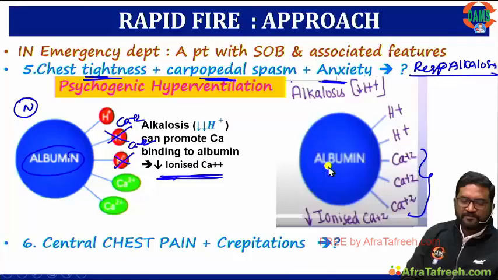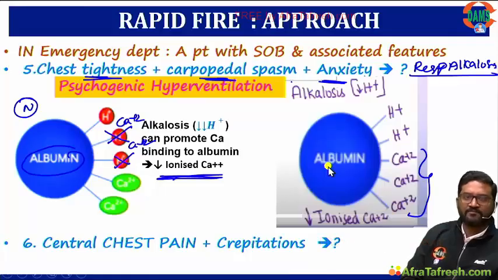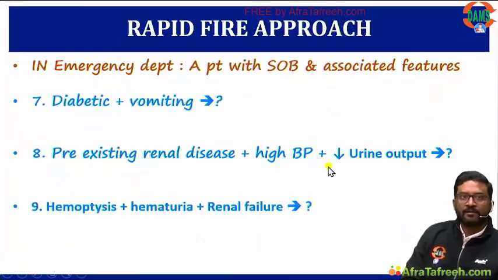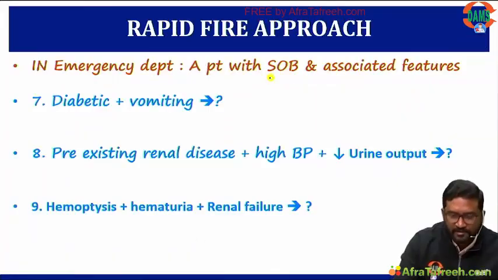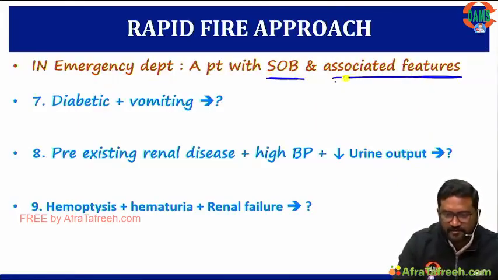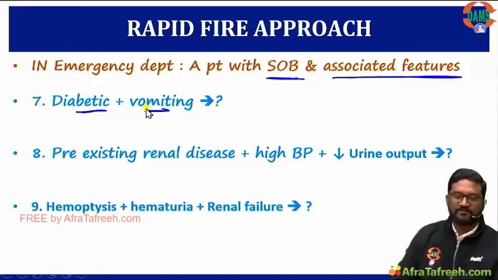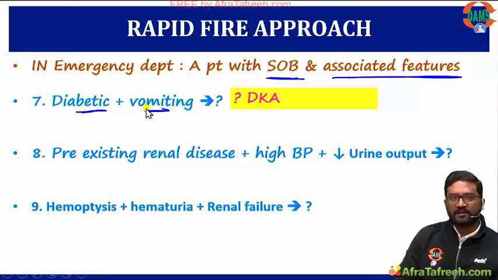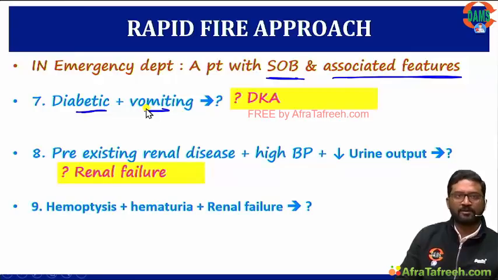Then central chest pain with crepitations and shortness of breath in the emergency department. Rule out pulmonary edema, myocardial infarction. Then in the emergency department, shortness of breath with associated features, diabetic, vomiting. If there is diabetic and vomiting, think of DKA. Pre-existing renal disease, now presenting with shortness of breath in the emergency department with high BP and decreased urine output, think of renal failure. The patient must have gone into renal failure.